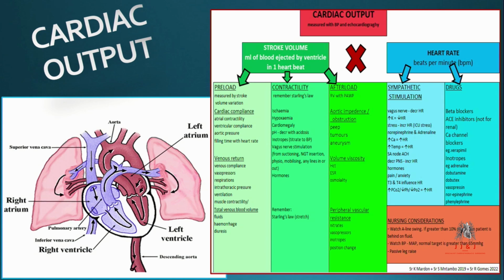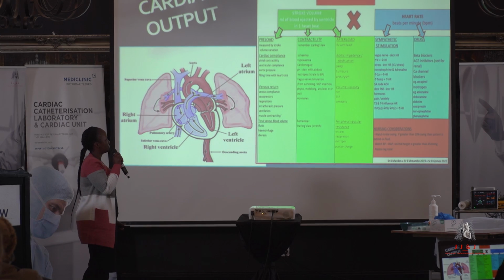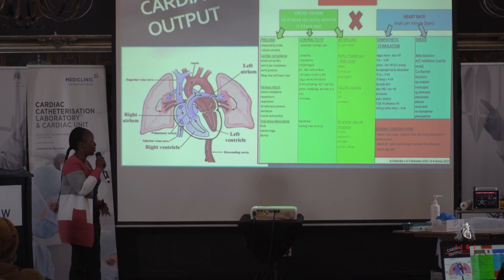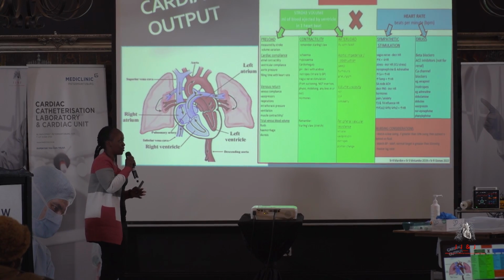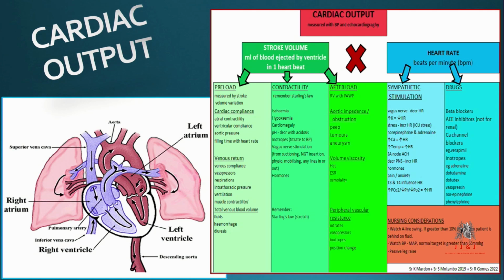And then we look at heart rate, which is measured in beats per minute. With sympathetic stimulation, your vagus nerve would decrease your heart rate. Higher potassium would also decrease your heart rate. If you've got a higher calcium level, your heart rate would increase. If you've got a higher temperature, you'd have an increase in your heart rate, or tachycardia. If you have a decreased parasympathetic nervous system, you'd have an increase in your heart rate. Your hormones would also have an effect on your heart rate. Pain and anxiety also cause an increase in your heart rate. Your thyroid function, your T3 and T4, would influence your heart rate.